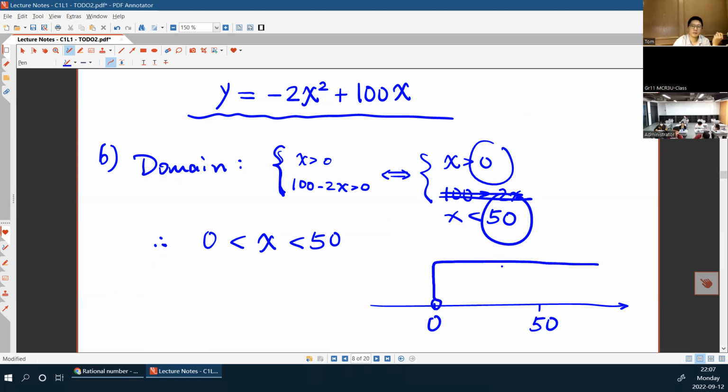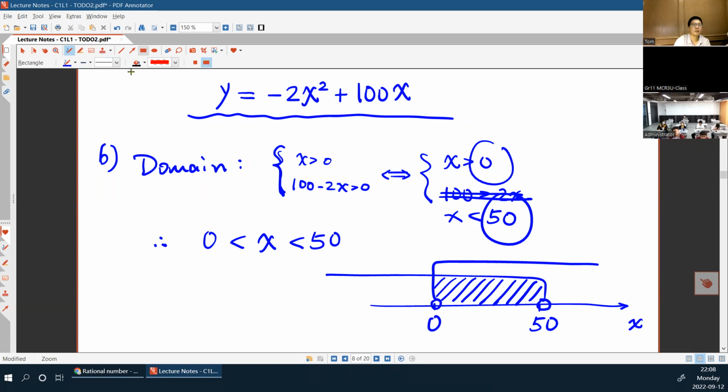So x greater than 0 is all numbers on the right-hand side of this point. Next, you have x is less than 50. So less than 50 is here, right? And we need to find x that fulfills both of them. That's the common area of these two intervals. So that corresponds to the interval between 0 and 50. You see that?